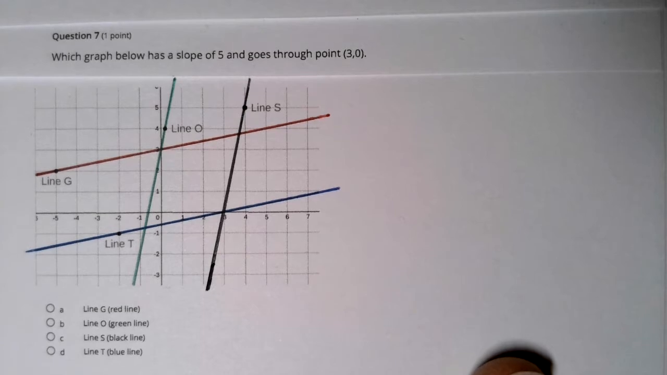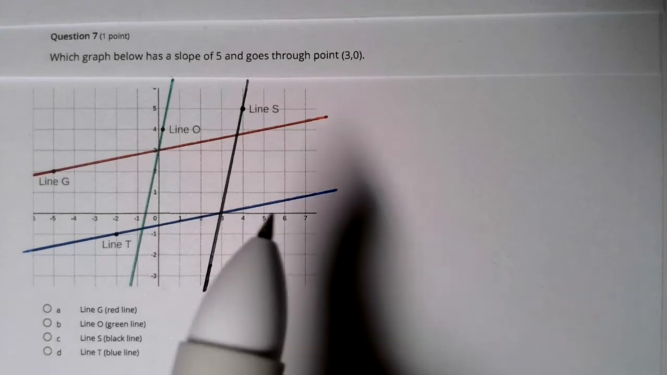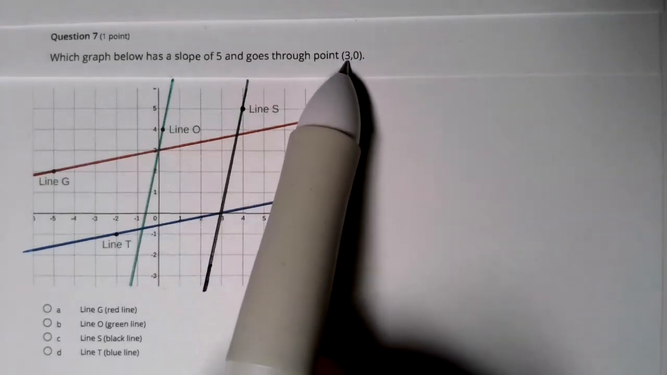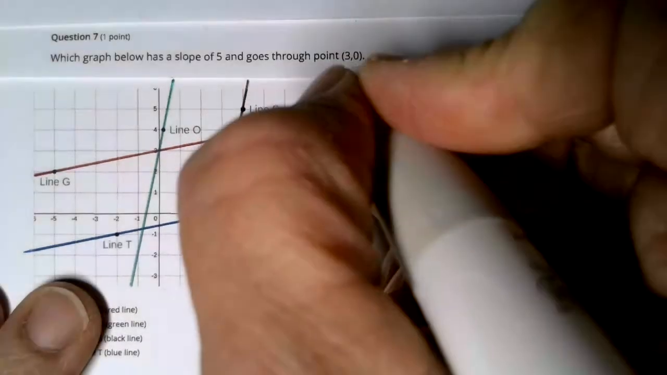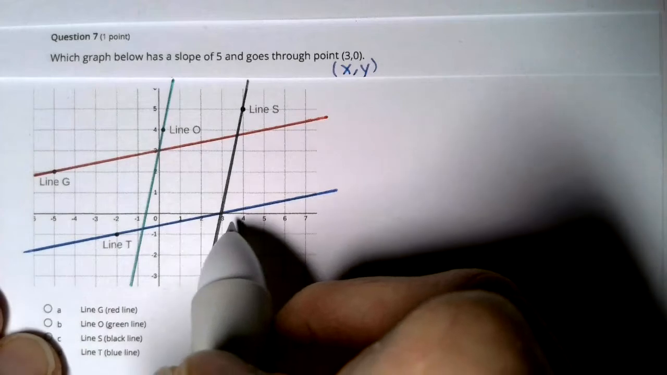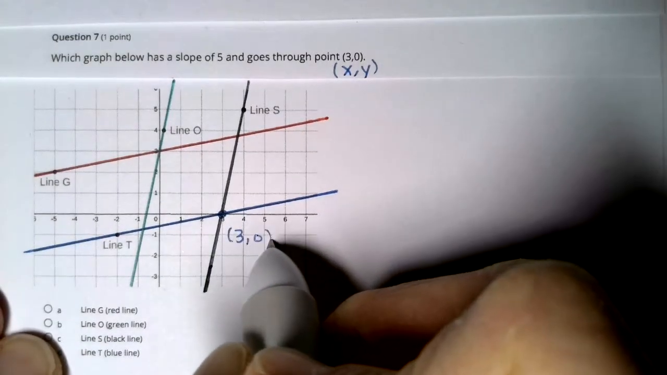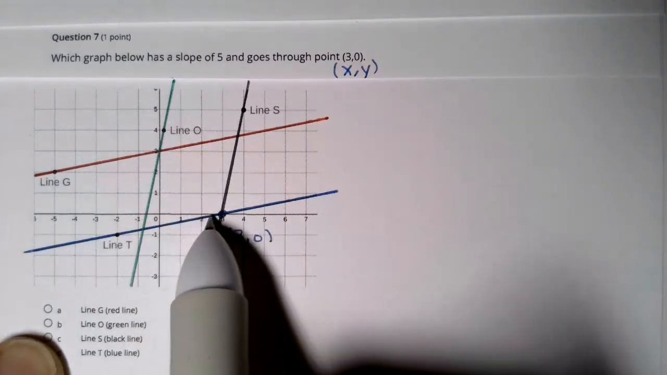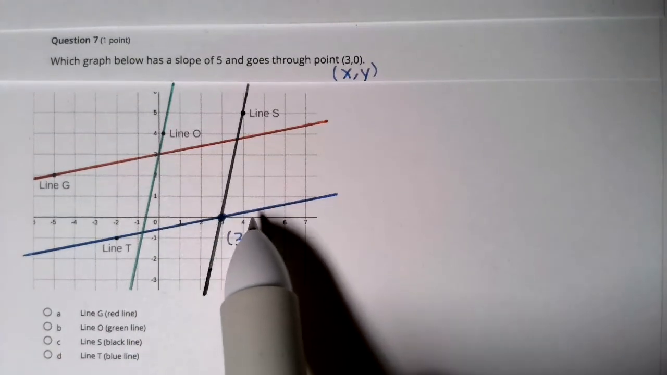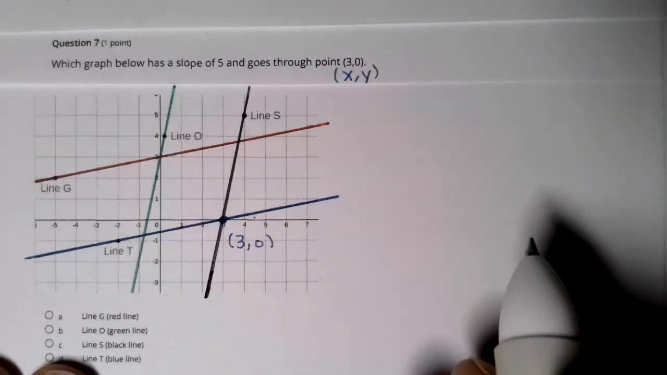And we're told that the slope is 5. And it goes through the point 3, 0. So again, I like to find that point first on my graph. The x is 3 and the y is 0. So this point right here has x of 3 and y of 0. So just 3 to the right. So our choices are really just this blue line and this black line that you have.